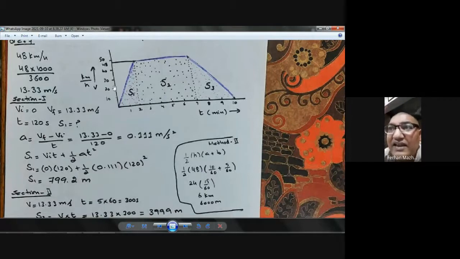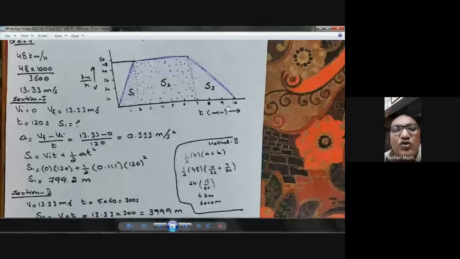The height here is 48 kilometer per hour. So I will convert it into meter per second. So that will be 13.33. But I have done here. Okay, let's go with the kilometers. So that is 48 kilometer per hour. The time here is this portion. This parallel side is 10 minute.